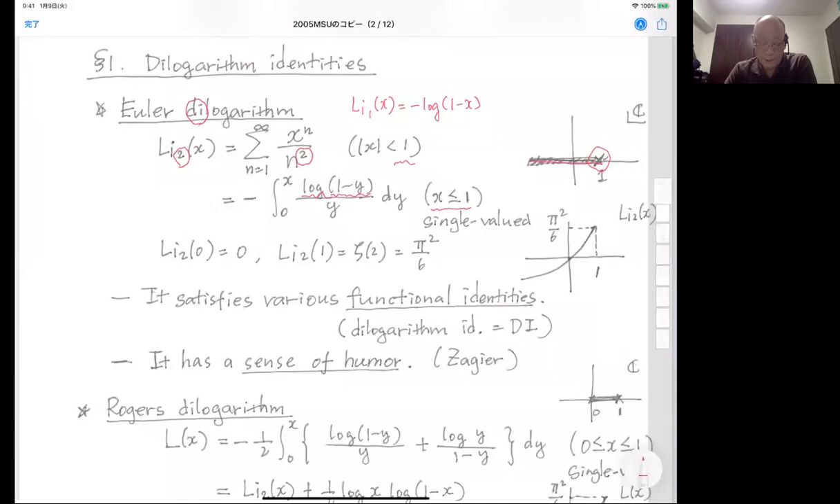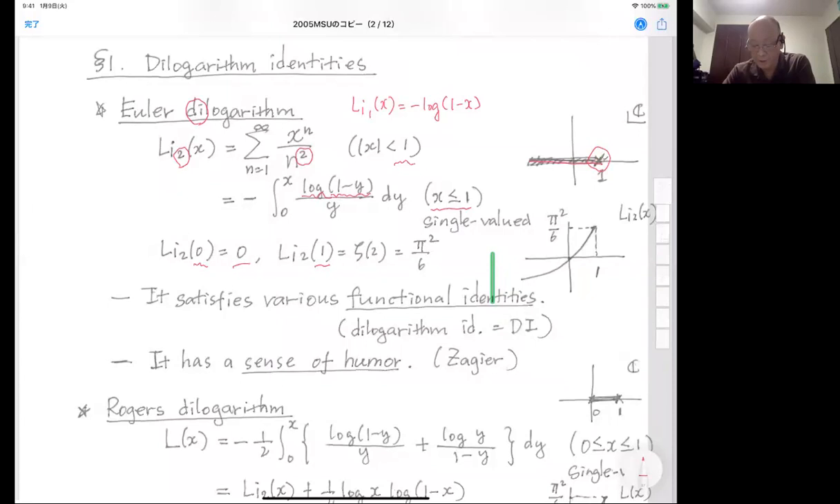The first important property of this function is the following values. First of all, it is obvious but important that if you put x equal to zero, then this is zero. Another important constant is Li_2(1). By power series expansion, this is the value of the Riemann zeta function at two, which is also known, proved by Euler, to be pi squared over six. So these two constants are very important. It is a monotonic function, and here is a graph. It's just a monotonic function which does not have any special interest.